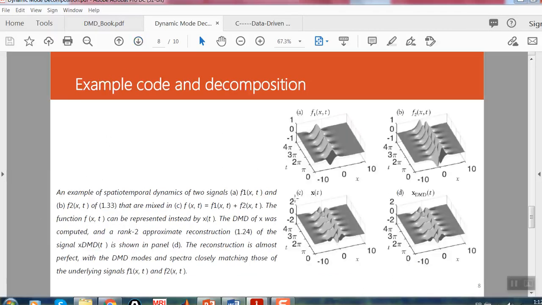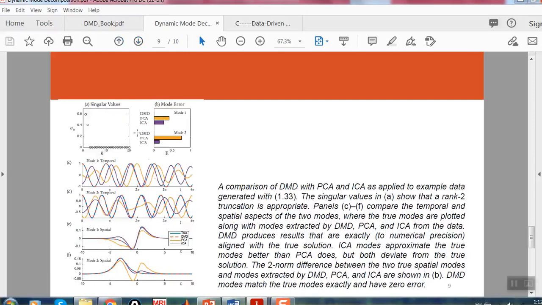And here is an example. We consider F1 and F2 and we mix them. Here in C, you can see the mix of F1 and F2, and we decompose X by using DMD, and again we reconstruct X by using DMD. In the figure, we can see the reconstructed data, and you see that they are very similar to each other.